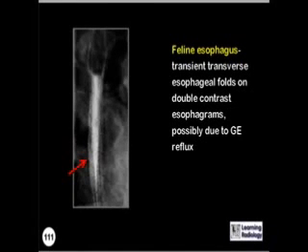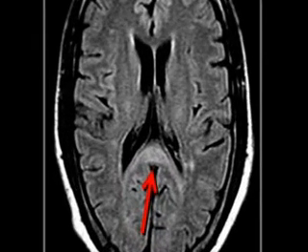This is a feline esophagus, transient transverse esophageal folds seen on a double contrast esophagram, usually normal but possibly due to gastroesophageal reflux. What is the name given to this sign?